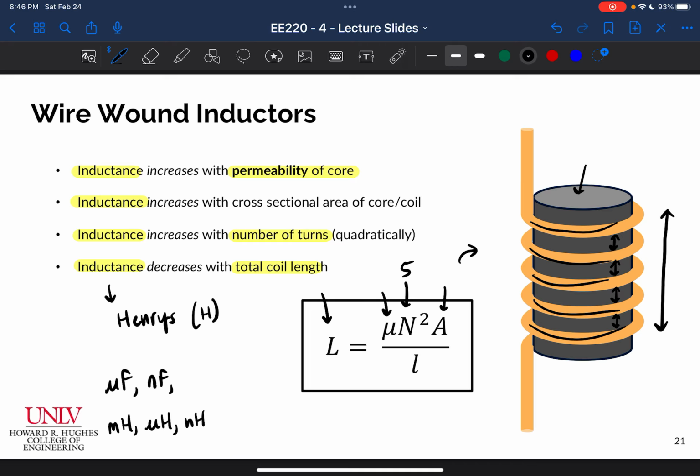So that'll wrap up my video on wire wound inductors, and in the next video I'm going to talk about the IV relationship for inductors, or the current voltage relationship for inductors.